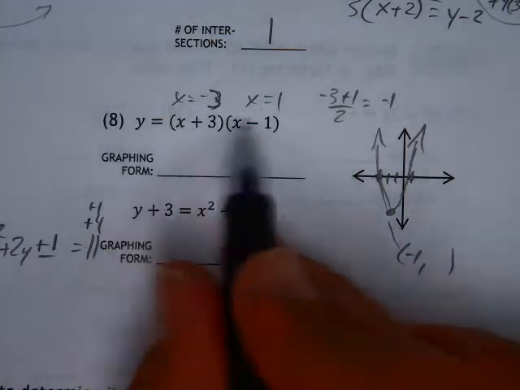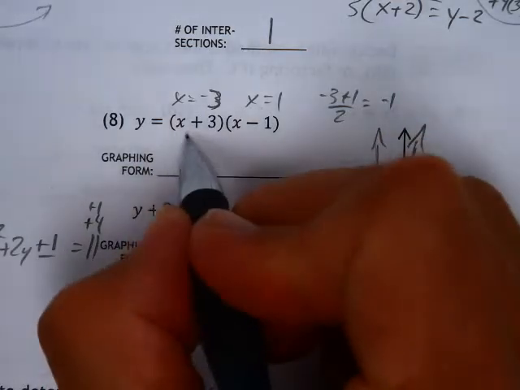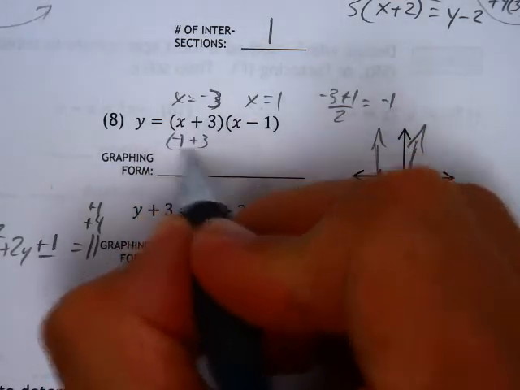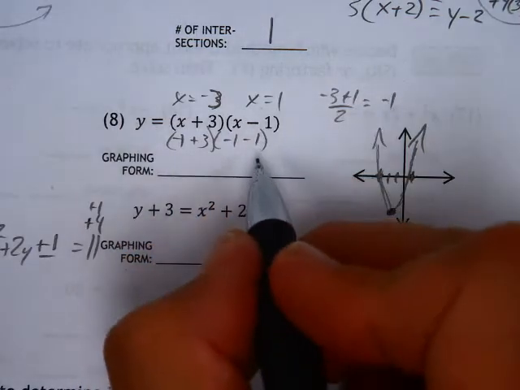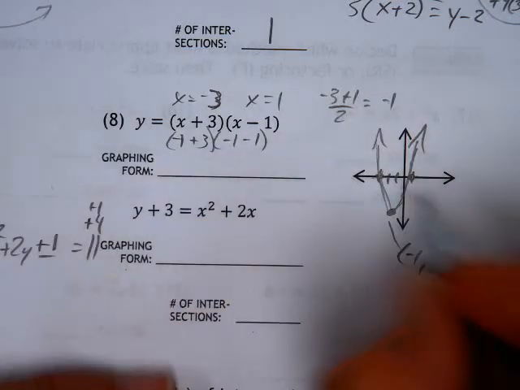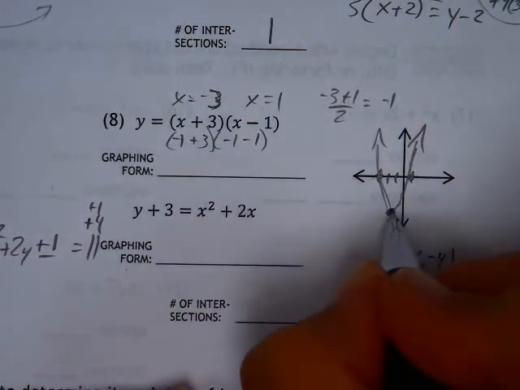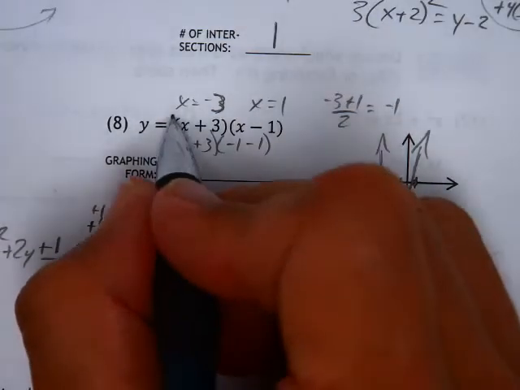If I plug that -1 into the equation, I get a -1 plus 3, which is 2, and a -1 minus 1, which is -2. What's 2 times -2? -4. That's my vertex.